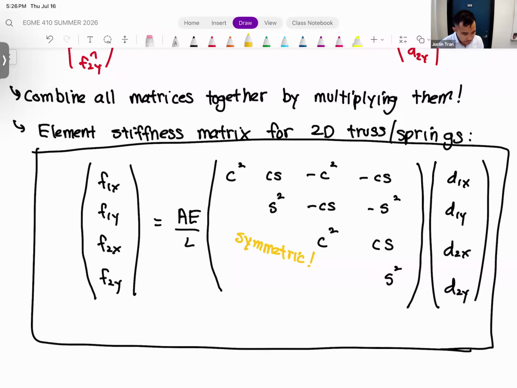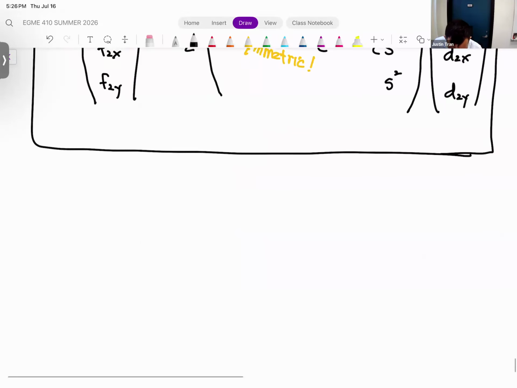And so now we can finally do an example. Are there any questions before we jump into our example? Okay, all right. Let's go ahead and do an example. Our first 2D example here. Let's put that knowledge to use and look at this 3-bar assemblage. I guess technically 2 bars and 1 spring.